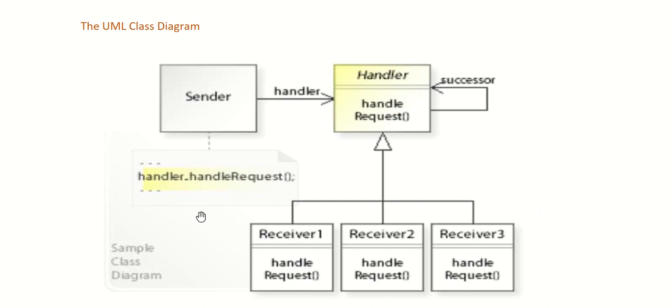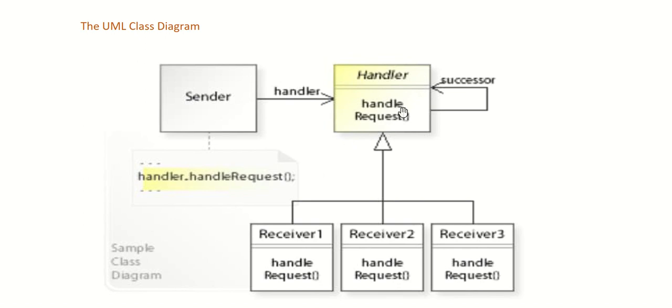So the UML class diagram, let's go through this now. Sender is basically a client program or your main program. Handler is an abstract base class, or you can implement it using an interface also. I would recommend an abstract base class over here.